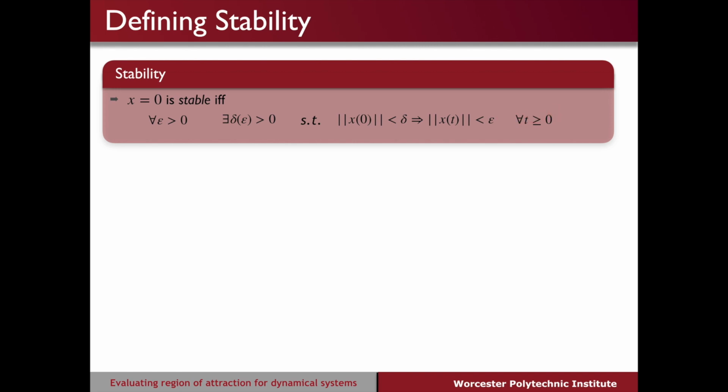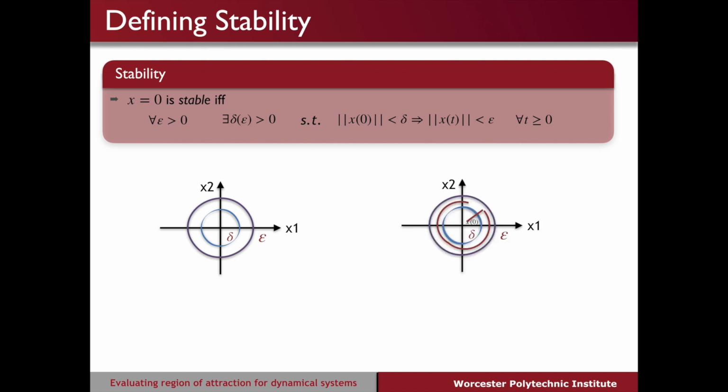To develop a stronger intuition and understanding of stability, let's visualize it on a 2D plane. For any open ball with radius epsilon, it is always possible to find another ball with radius delta, such that if system starts within this new ball, that is, if the norm of initial state is less than radius of ball delta, then this system state stays within the epsilon ball for all future time. This is the intuition of mathematical definition of stability, that if a system starts close to the equilibrium point, then it should stay close no matter how small epsilon value is.